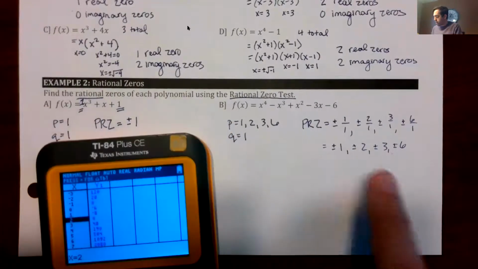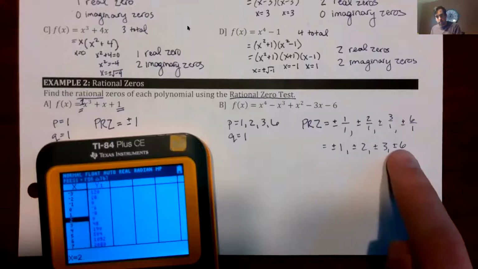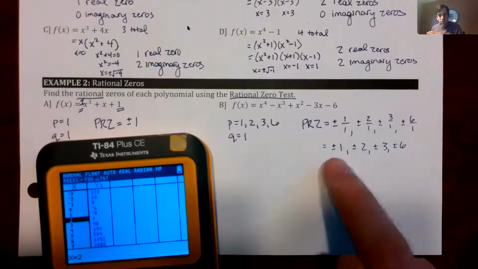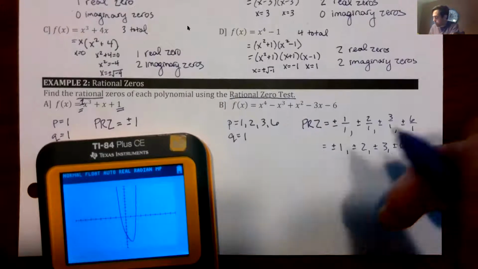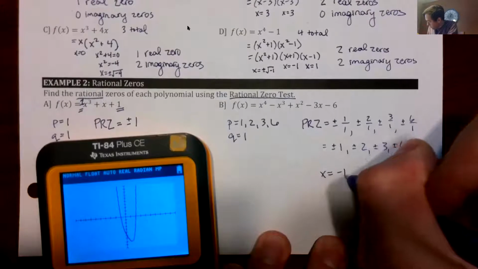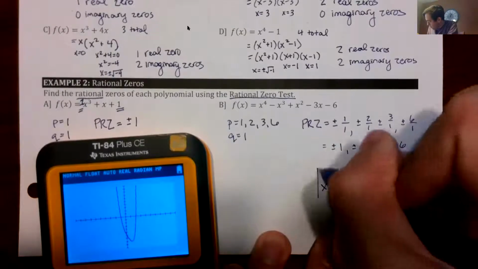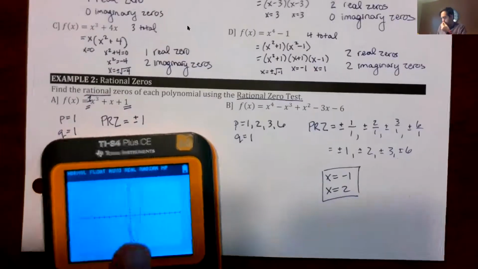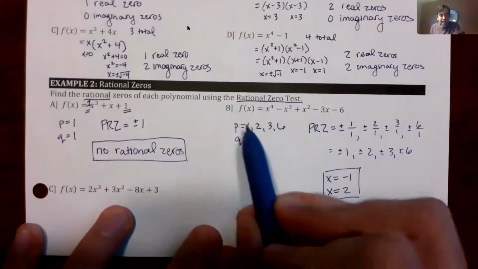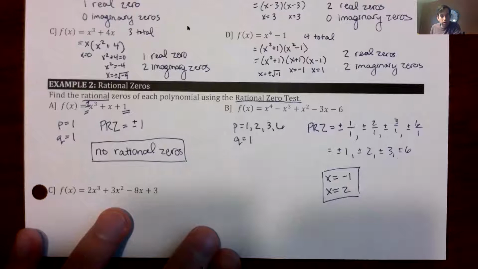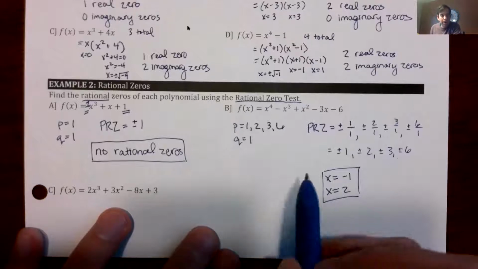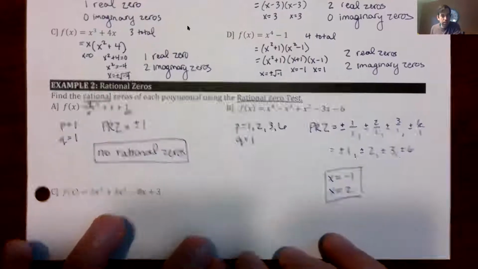I know based off of these possible rational zeros that none of them were bigger than 10 or smaller than -10. So I don't have to zoom out on the graph or anything. That was enough. So we have -1 and 2. Again, this is an x to the fourth. It's a degree 4 polynomial. So there are two other zeros somewhere, but they're not rational. These are the only rational ones.